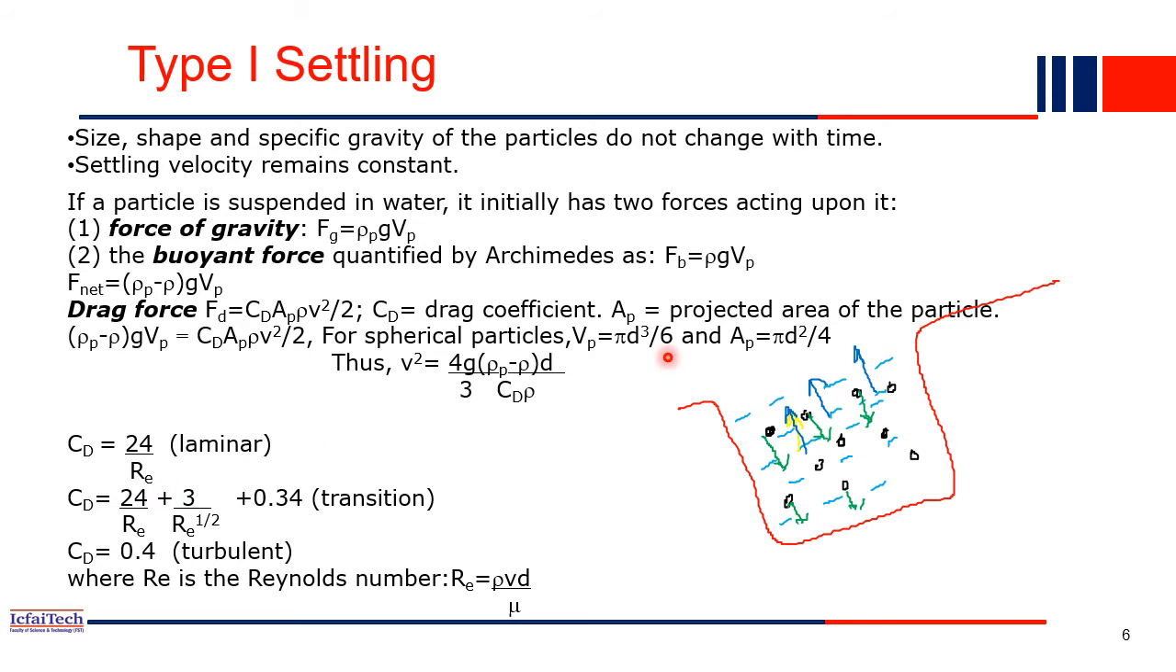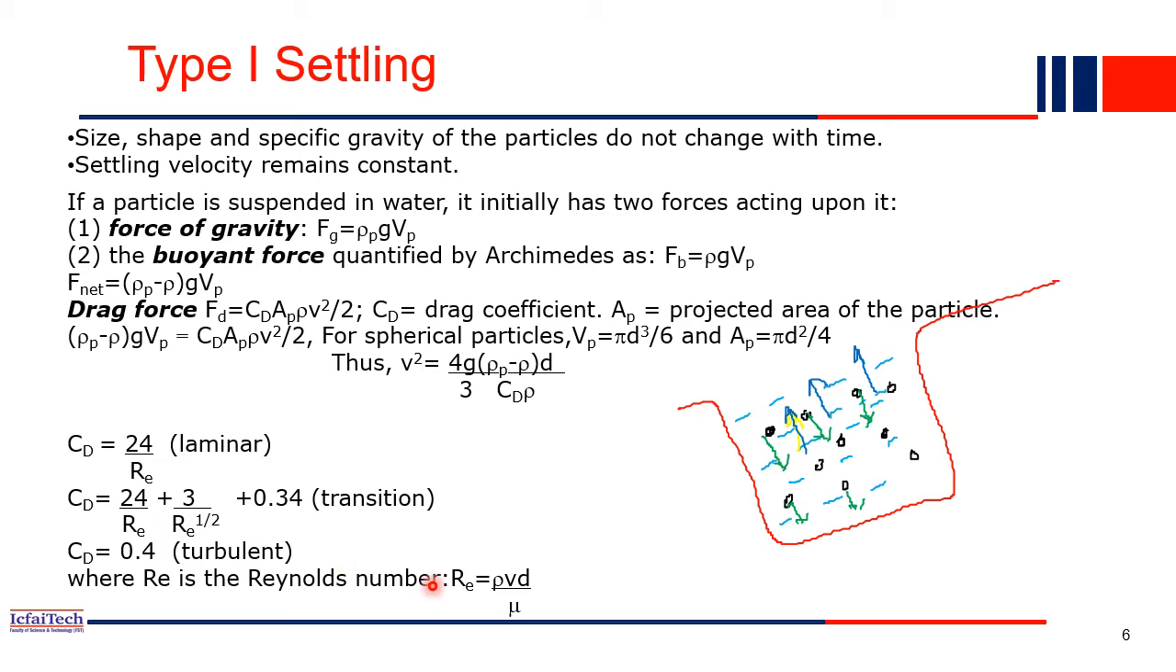We have to compute the Reynolds number for the flow. If the flow is laminar, then the CD value is this one. If the flow is transitional, then the CD will be this expression. And if the flow is turbulent, then the CD value will be this one. The Reynolds number we can compute with this expression, which you already studied in the fluid mechanics class. If the Reynolds number RE is less than 1, then it is laminar flow. If the Reynolds number is 1 to 10, then it is transitional flow. And if the Reynolds number RE is more than 10, then we call it turbulent flow.